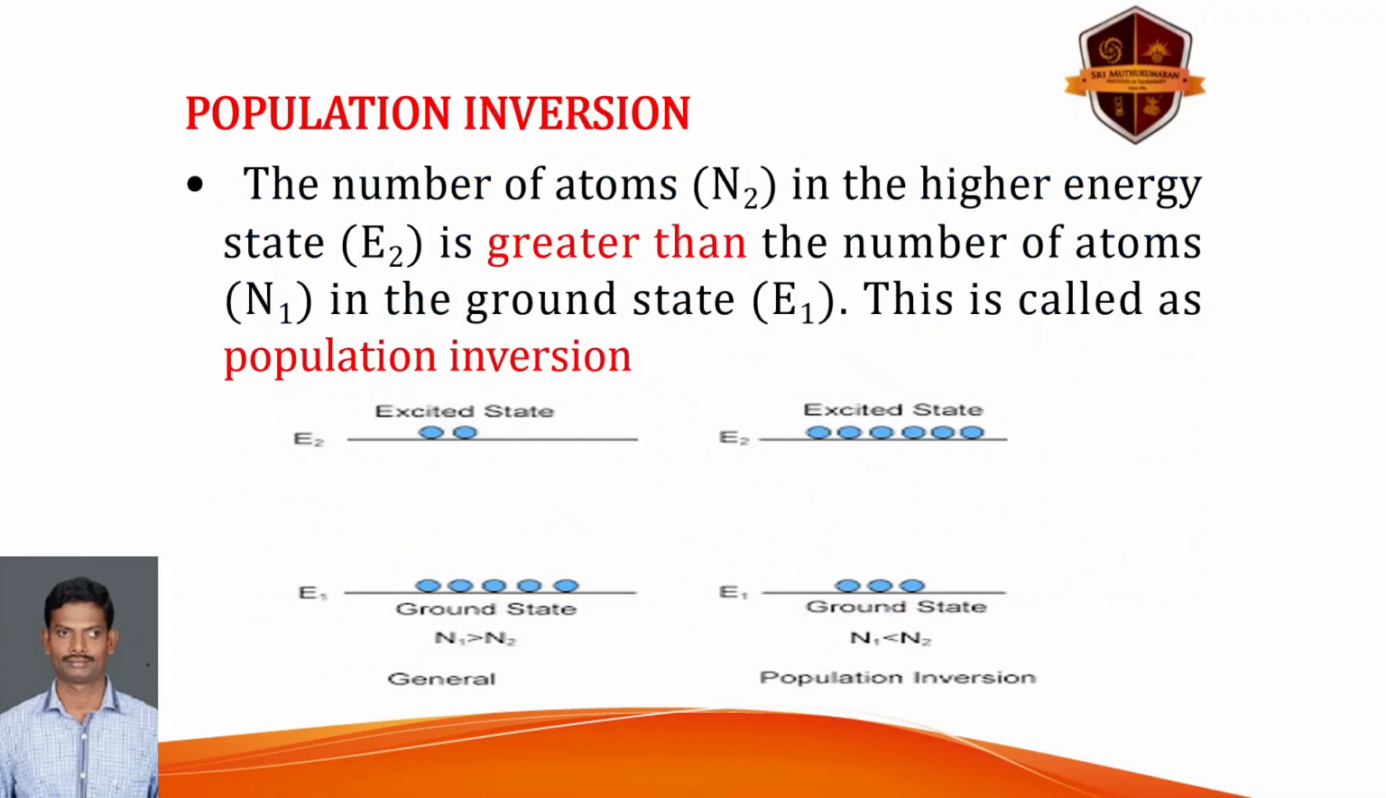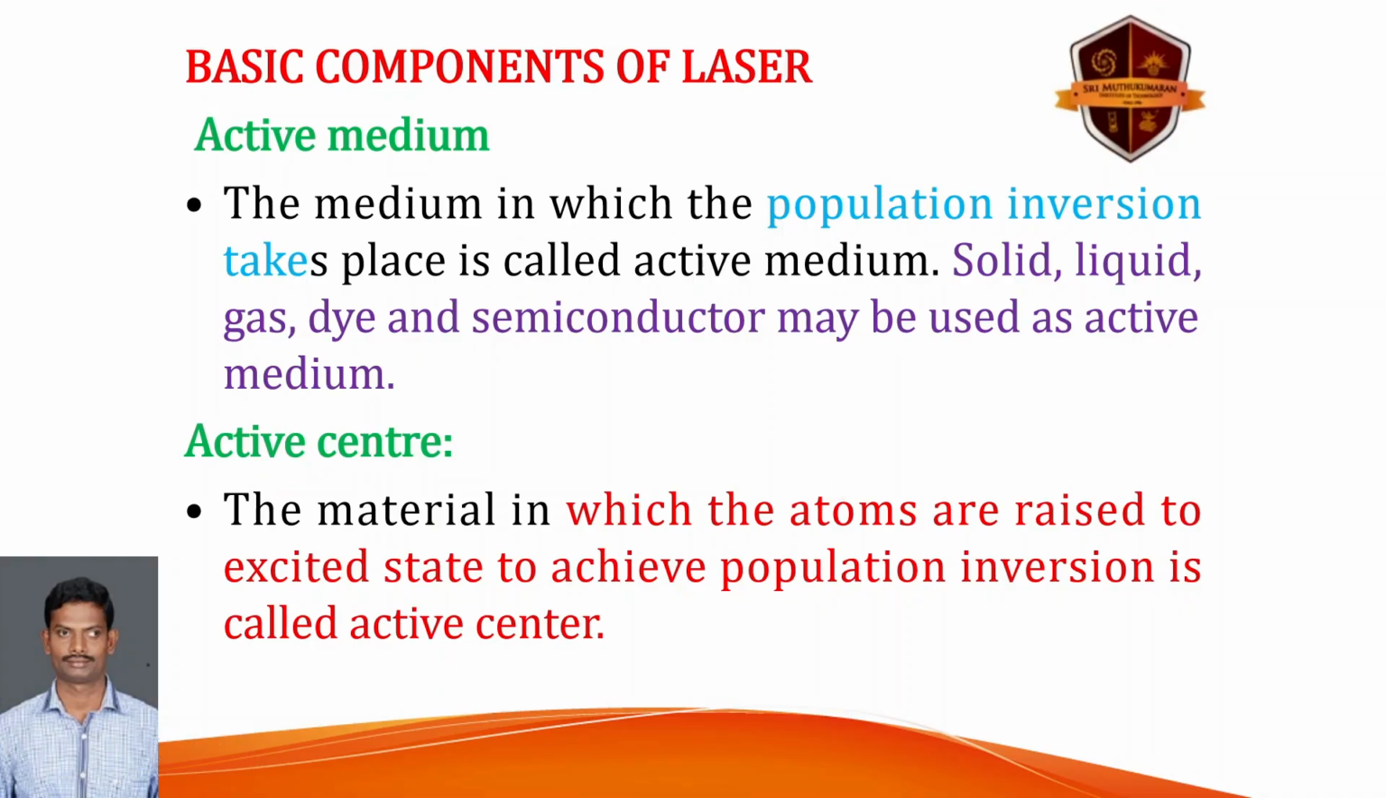This is high intensity. Next one is very important: population inversion. We already discussed that three conditions are important to achieve laser action: population inversion, stimulated emission, and a suitable active medium. Population inversion is when the number of atoms in the higher energy state is greater than the number of atoms in the ground state. The picture shows that more atoms are stored in the excited state compared with the ground state, that is the population inversion.